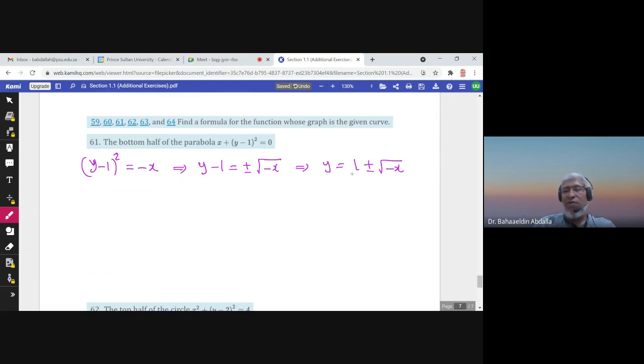Now these are two graphs. In the bottom half of the parabola, y should be negative, so y would be the bottom half if you choose the negative sign. Notice here negative x is positive, so x is negative, less than 0. So this would give you the bottom half of the parabola.